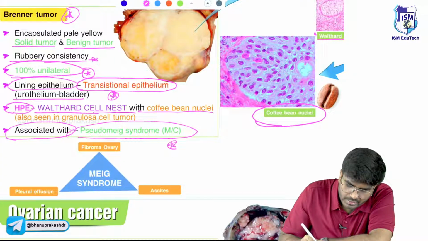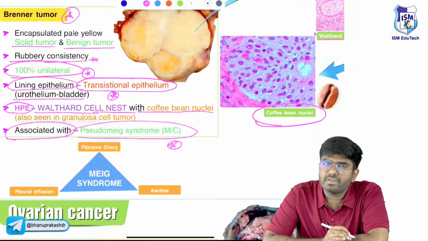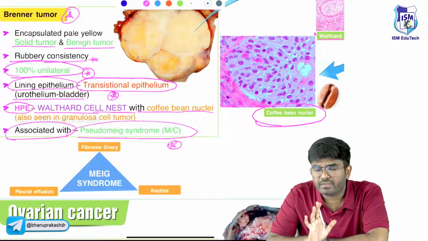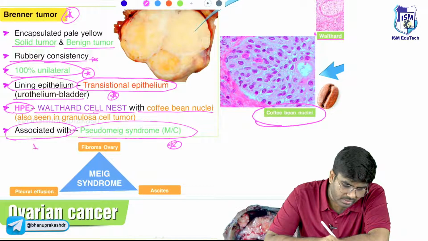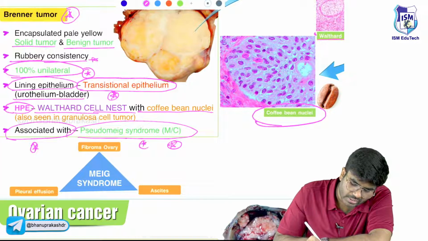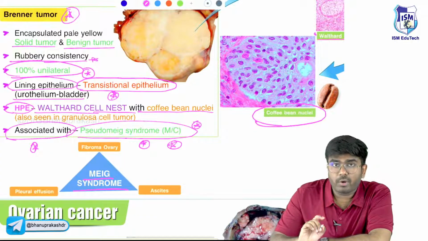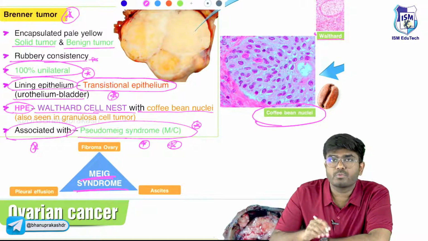Now, this Brenner tumor is associated with a condition called pseudo-Meigs syndrome. What is pseudo-Meigs syndrome? We'll discuss it later. But for now just remember that Brenner tumor is associated with a condition called pseudo-Meigs syndrome. This is one point which I want you to know. Meigs syndrome is different, pseudo-Meigs is different.